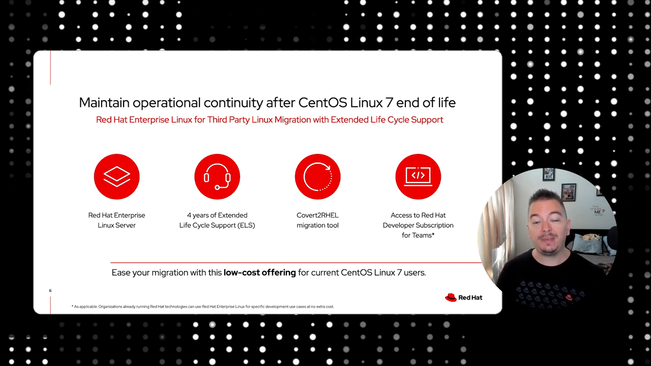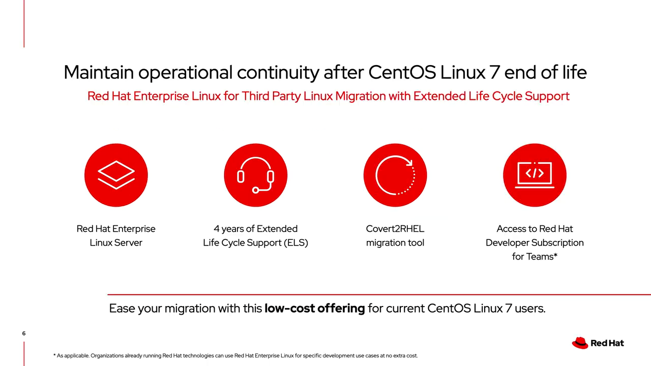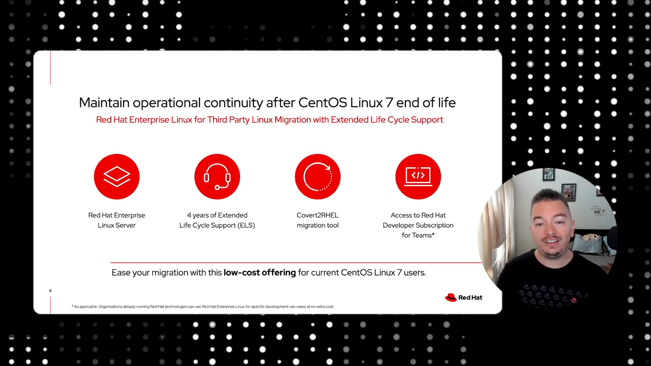Now, what does that mean? That means that at a greatly discounted price, you get Red Hat Enterprise Linux Server with ELS for up to 4 years. That means that even after June 30th, 2024, you can get support for Red Hat Enterprise Linux 7, and you get set up with all the utilities that you need for the Convert to RHEL migration. This new offering includes Red Hat Enterprise Linux Server, as well as 4 years of ELS, extended lifecycle support. That means that even after the end of life, you can continue to get support within RHEL 7 for 4 years. And that includes the ability to do an in-place conversion with Convert to RHEL.